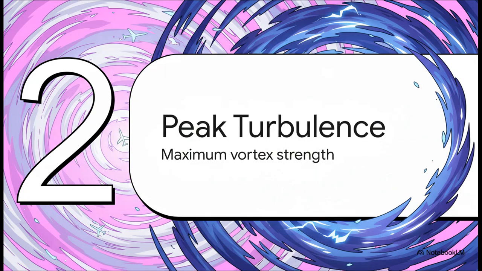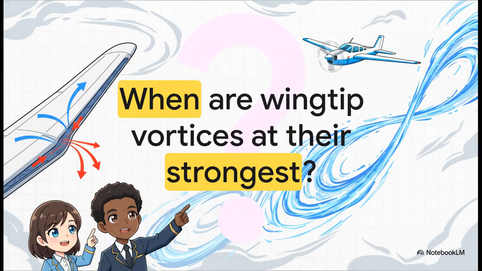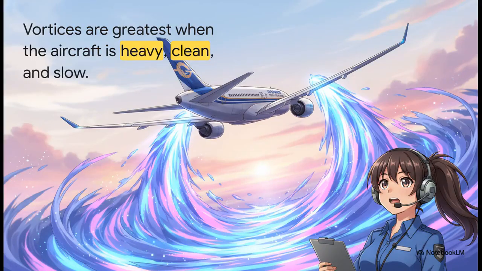Moving right along to Section 2, Peak Turbulence Conditions. Now that we know how these violent spirals form, let's look at the specific conditions that make them incredibly dangerous. This is a guaranteed exam question, by the way. I want to pose this direct question to you right now to get you thinking. If vortices are caused by the pressure differential of lift, when are wingtip vortices at their absolute strongest? Lock this phrase into your memory for exam day: heavy, clean, and slow.